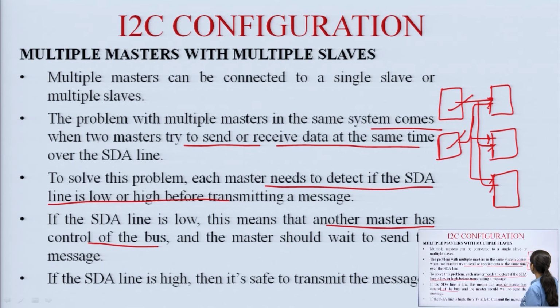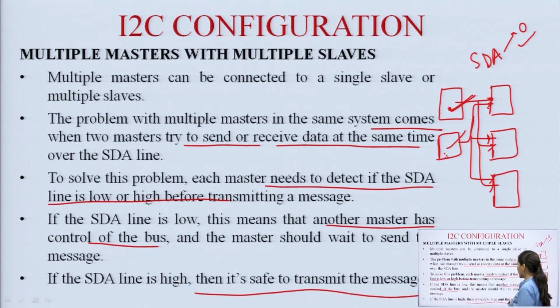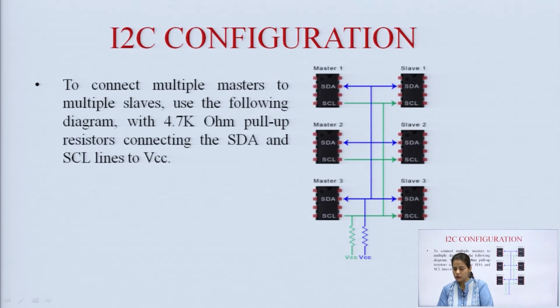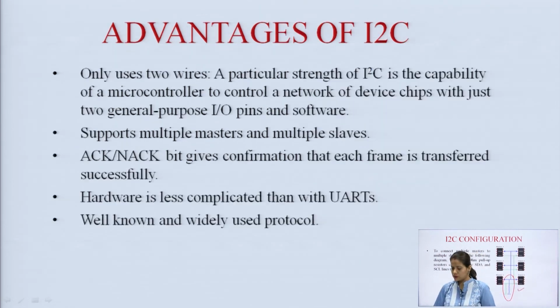Suppose this master wants to communicate with the 3 slaves. Since another master is also connected to all the 3 slaves, this master, before sending or receiving data, has to check if the SDA line is low or high. If it is low, then another master has control of the bus. If it is high, then it can successfully transmit the data; it is safe to transmit the message. So, this is how the problem of multiple masters and multiple slaves is solved. This is how it is done, and these are the pull up resistors. In this way this configuration is possible.